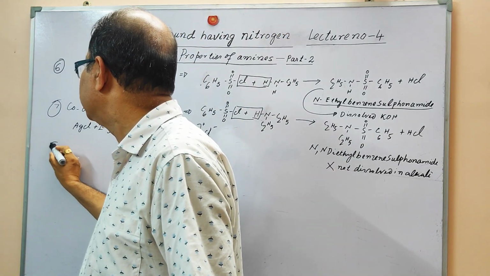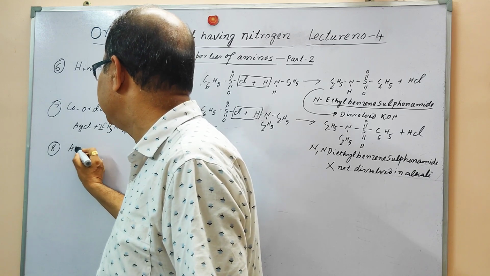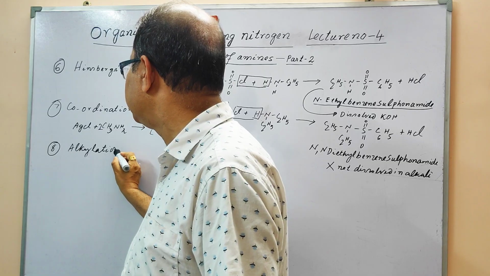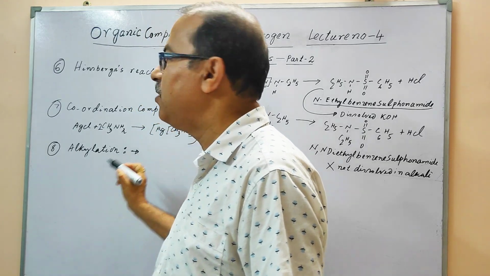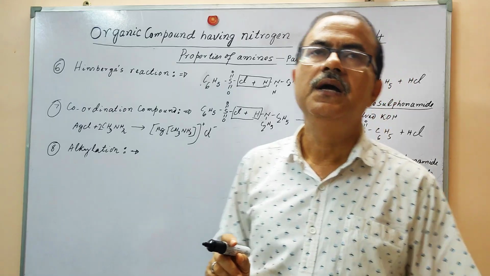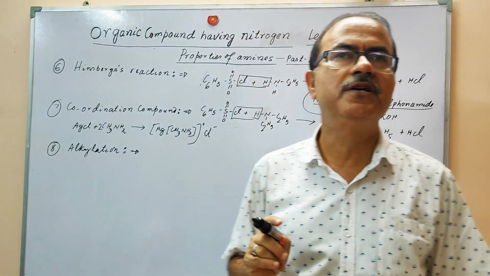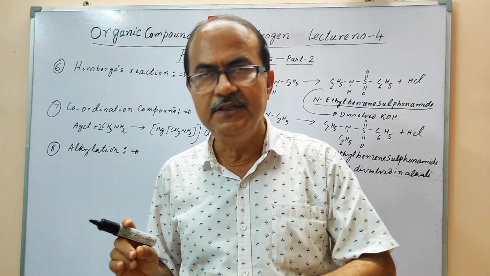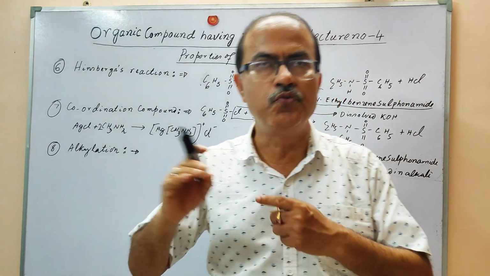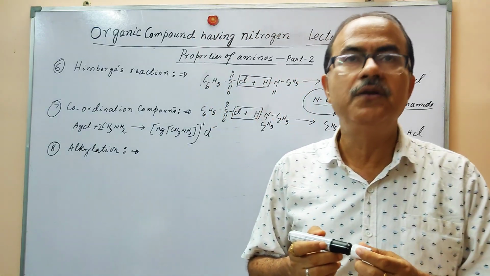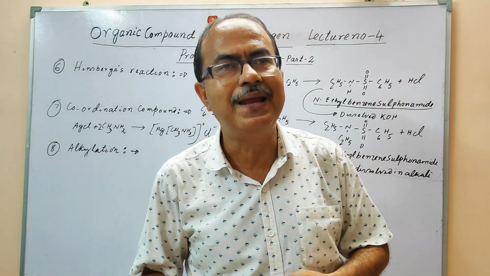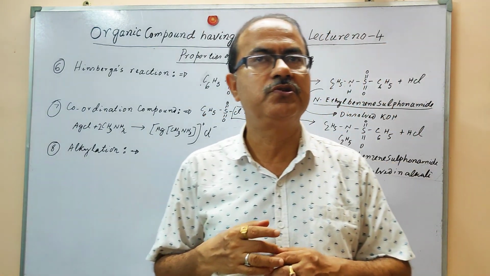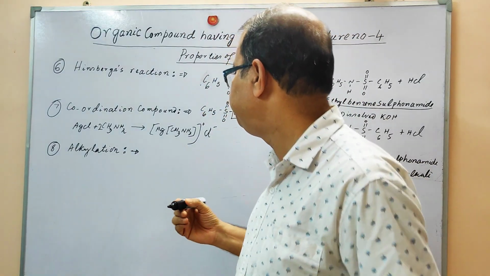So the next reaction we are going to discuss is alkylation. We have already discussed this when we talked about the Hofmann ammonolysis reactions. At that time we observed that a 1 degree amine reacting with alkyl halides becomes a 2 degree amine. A 2 degree amine reacting with another molecule of alkyl halide becomes a 3 degree amine, and ultimately the quaternary ammonium salt is produced. This is basically the alkylation reaction.